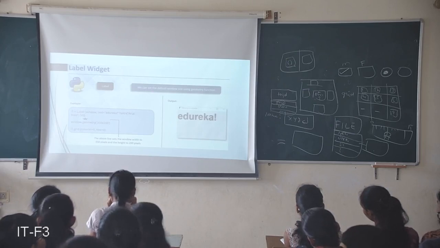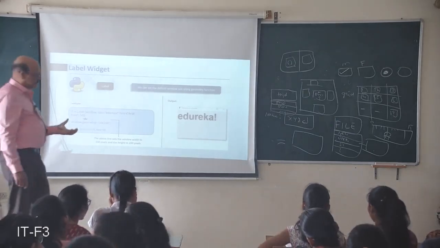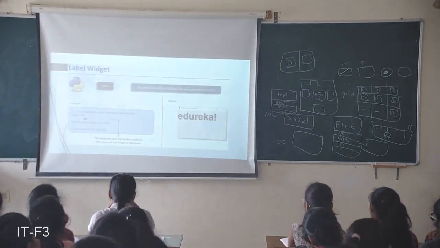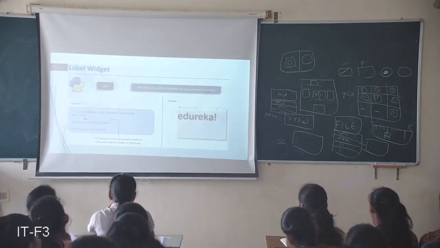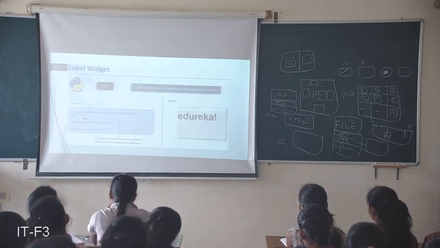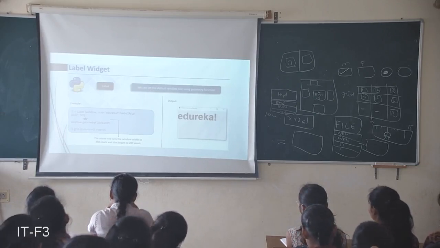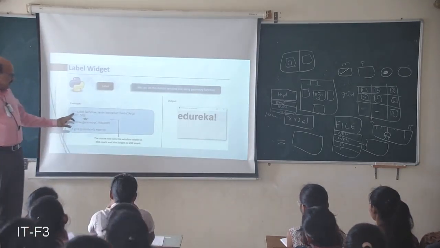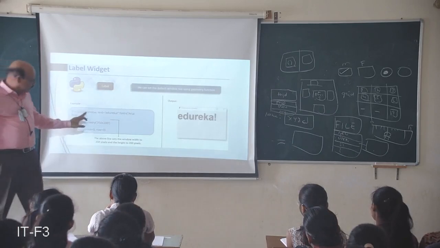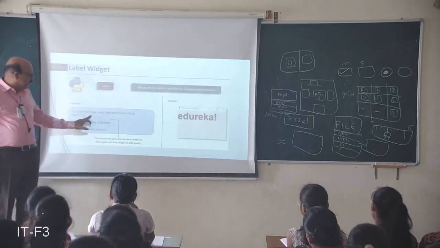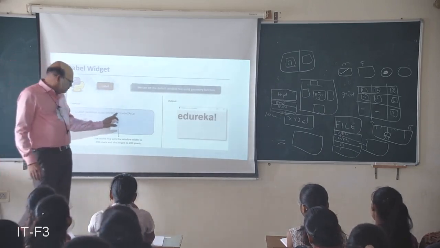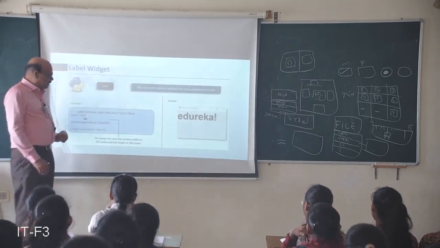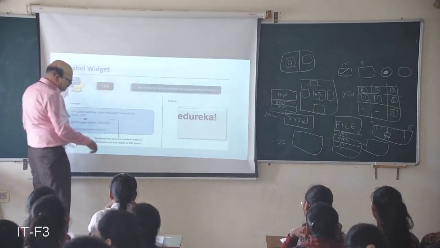Now let us see how to create dimensions, say you want to create a particular GUI widget and specify dimensions for your widget. This is how you have to do it. Now you see, I'm creating a label. What is the top level window name? Window. What is the text you want to display in that label? Edureka, which is one of the training portals. From that portal I have taken it.